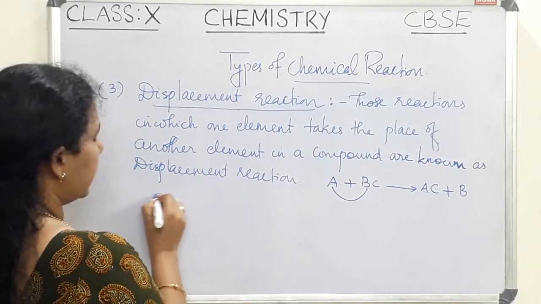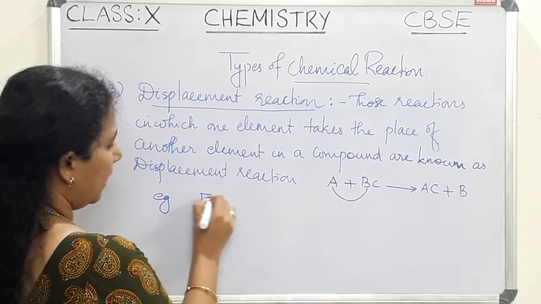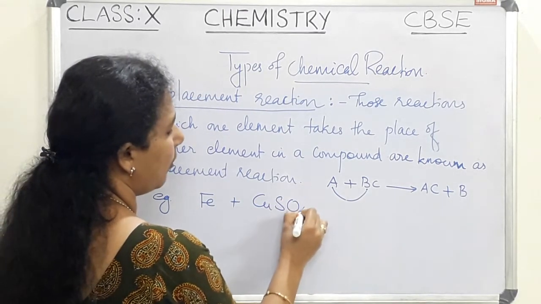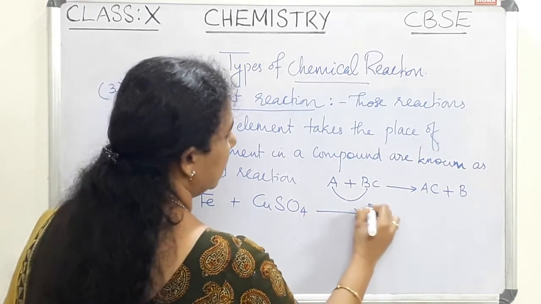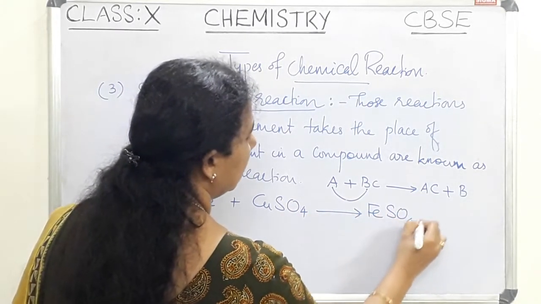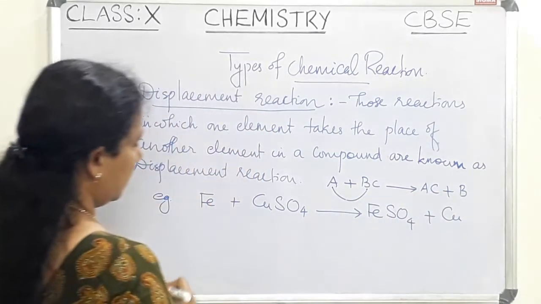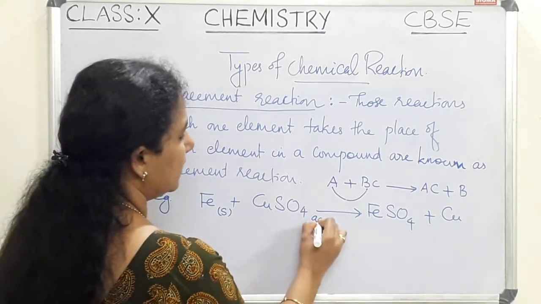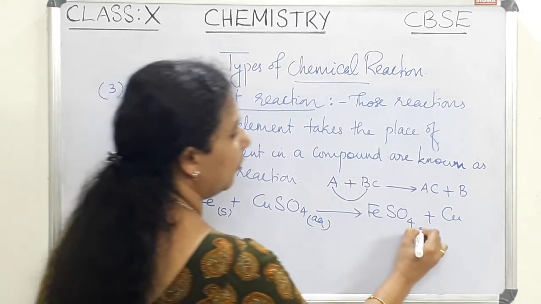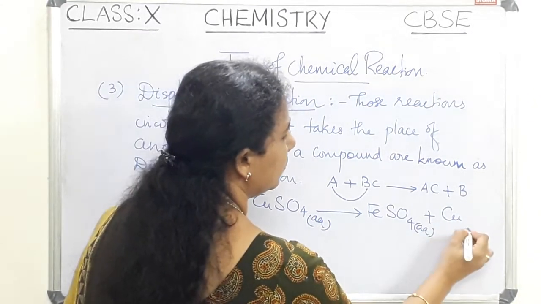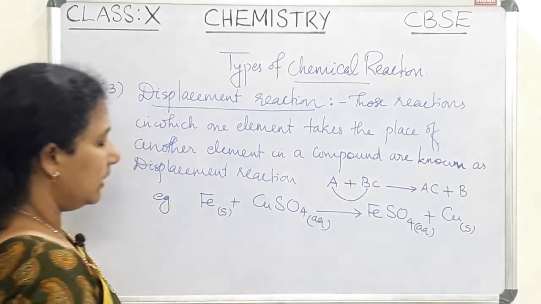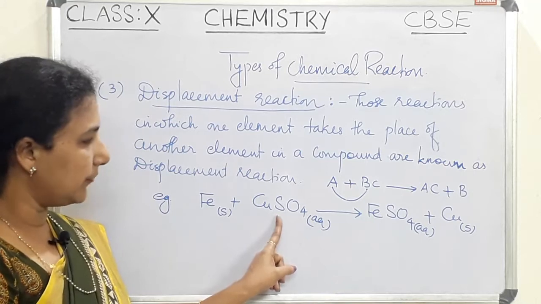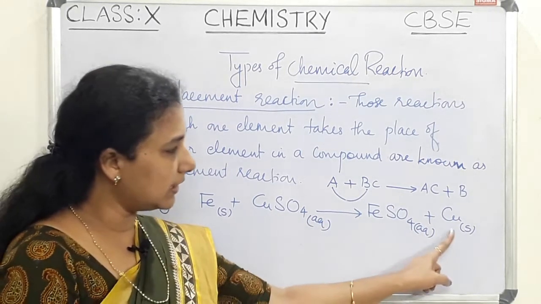So let us take one example. When iron, Fe, plus CuSO4, that is copper sulfate, gives FeSO4 plus Cu. So Fe is a solid, copper sulfate is aqueous, FeSO4 is also aqueous, and Cu is a solid. So in this example, we can see iron reacts with copper sulfate, produces iron sulfate and copper.